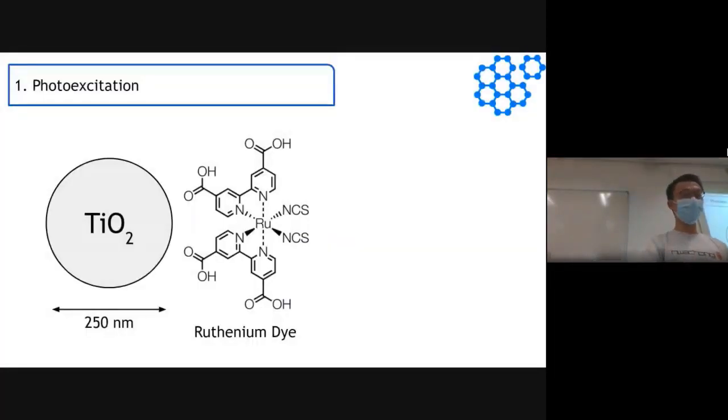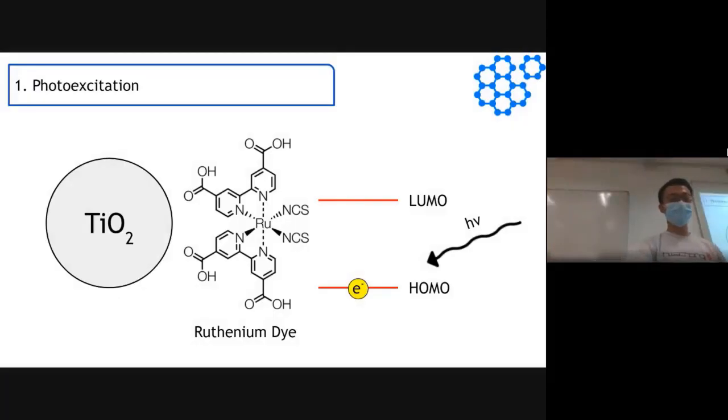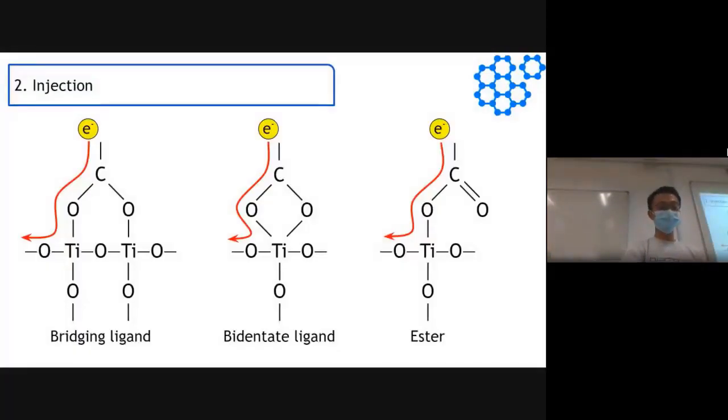Firstly, your titanium dioxide is bonded to your ruthenium dye, and I'll show you the bonding later. But what is important here is that the electron in the HOMO of the conjugated pi system in your ruthenium dye will gain energy from the photon and be excited to the LUMO. These are the different ways that your titanium dioxide can be bonded to your ruthenium dye.